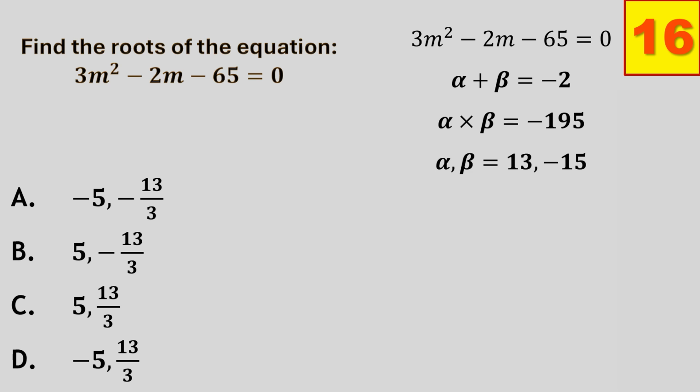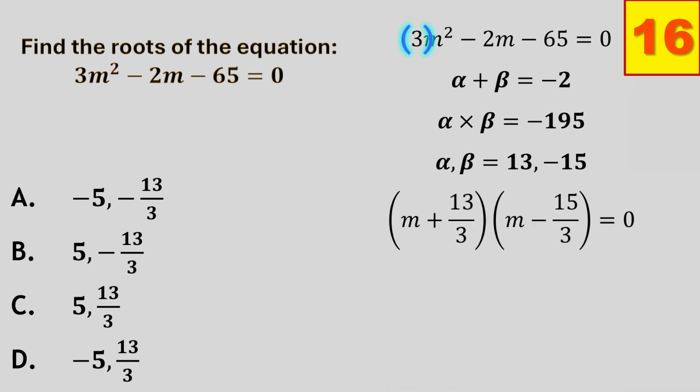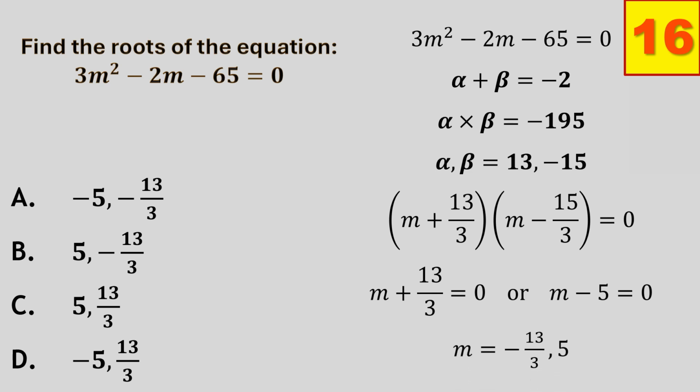Divide these numbers by 3, then add each of them to m and multiply them by each other. When the multiplication of two numbers is 0, then at least one of them must be equal to 0. So m equals -13/3, or 5.